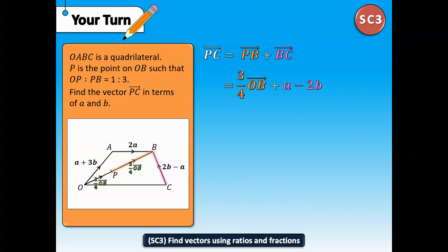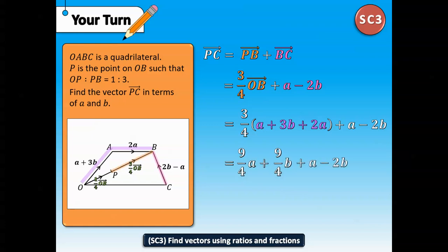and B to C is A minus 2B. So O to B is O to A and A to B. We expand the bracket, and then we simplify. So P to C is 13/4A plus 1/4 B.